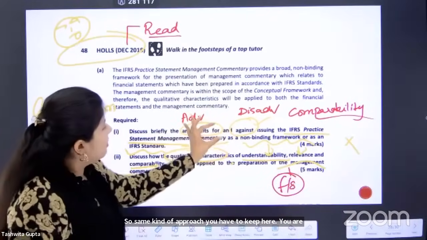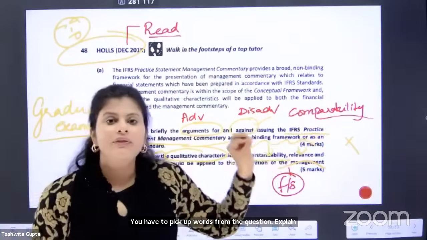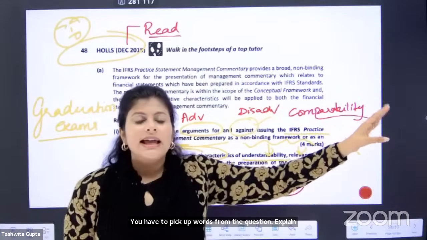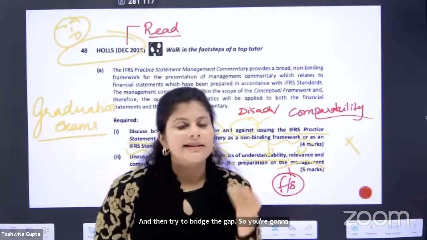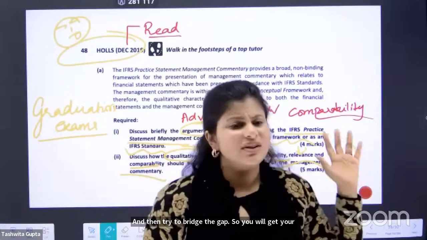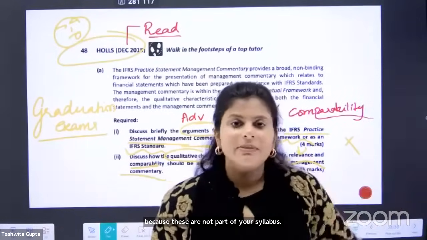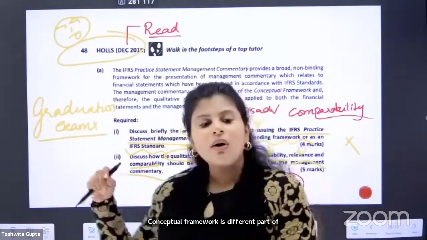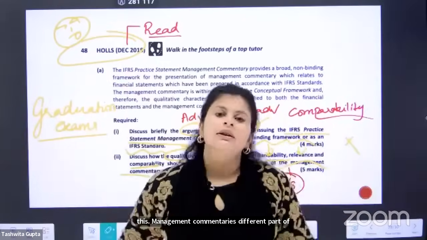You have to pick up words from the question, explain those words, give definitions of those words, and then try to bridge the gap. So you'll get your easy marks. That's the smarter way to solve things, because these are not part of your syllabus. The conceptual framework is a different part of the syllabus, and this management commentary is a different part of the syllabus. But they are cooking a meal of these two, khichdi.